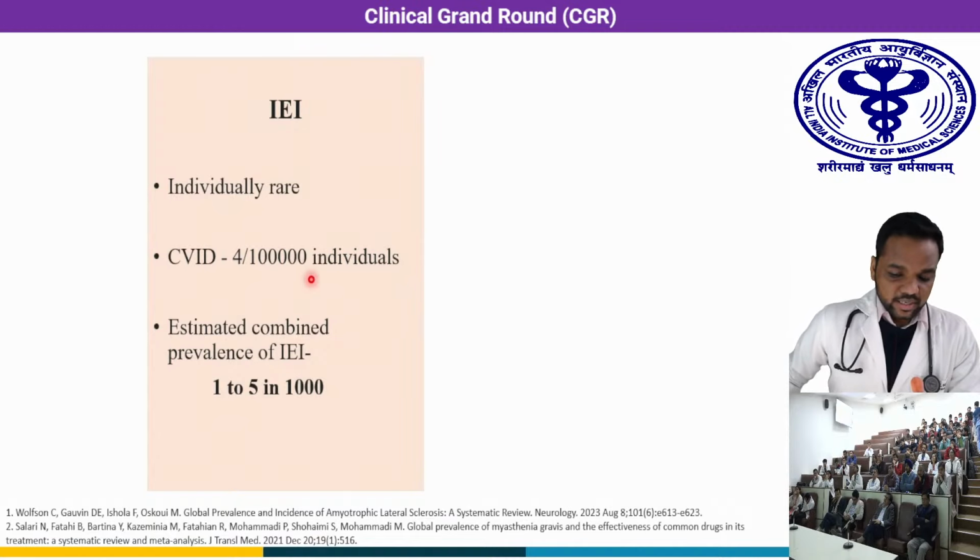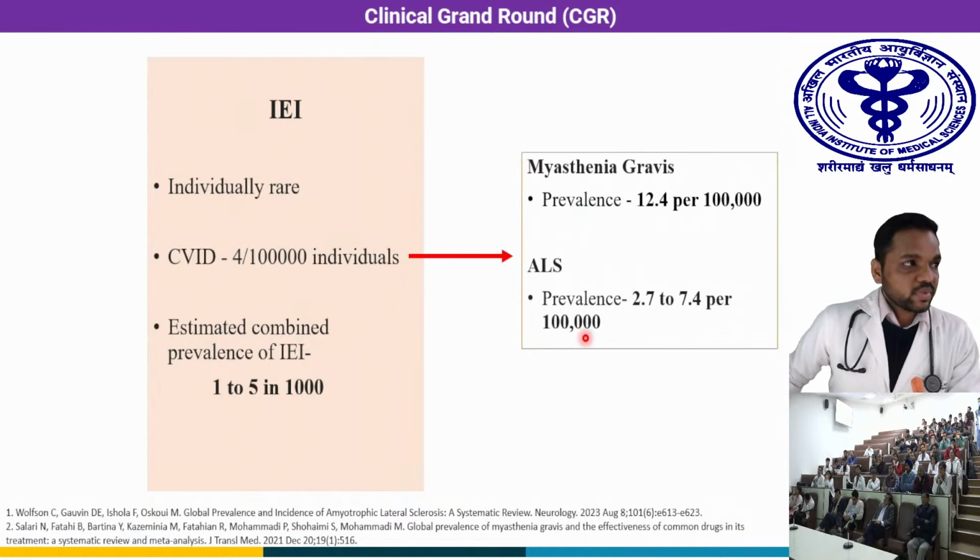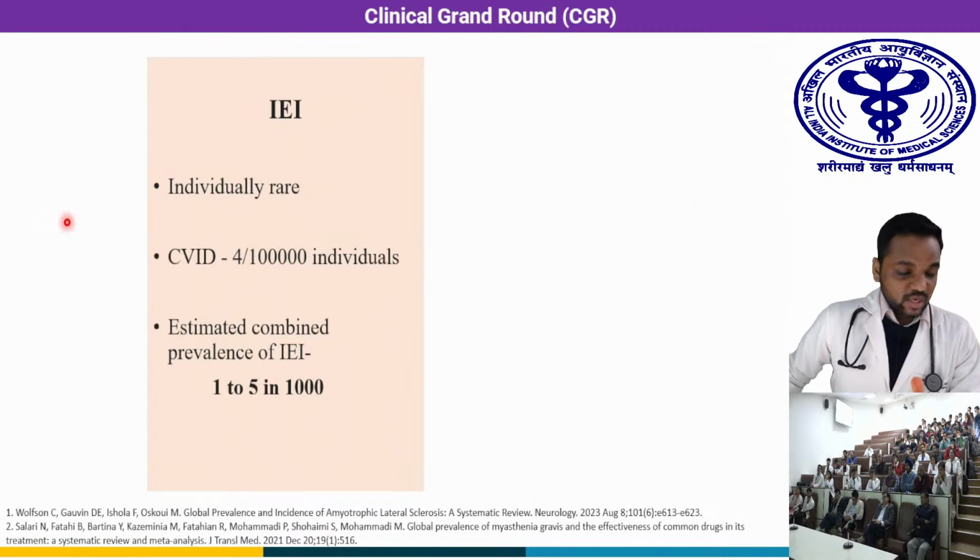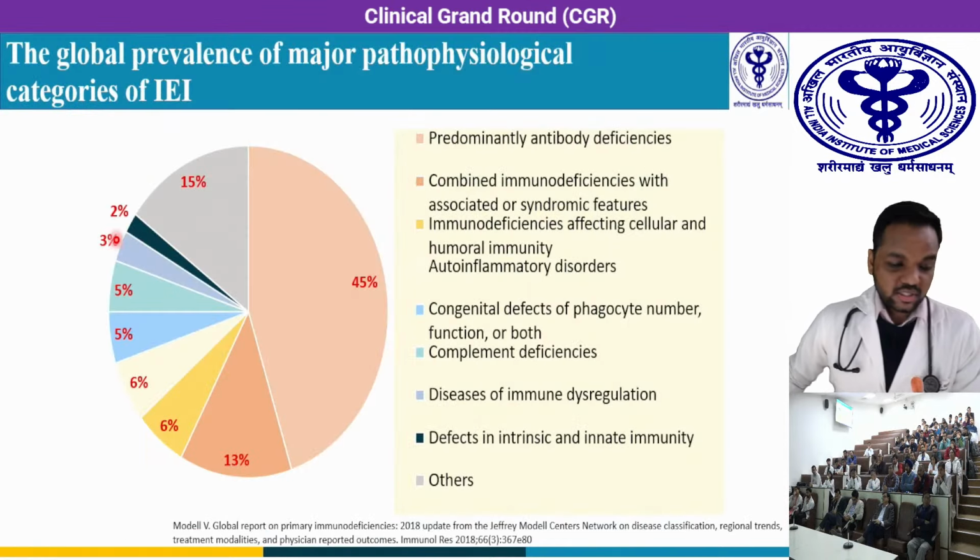Individually, IEIs are rare, but the prevalence of CVID is 4 per lakh individuals, and that is similar to the prevalence of common disorders like myasthenia or ALS. Estimated combined prevalence of these disorders is 1 to 5 per thousand, so that is quite common. We have to look for these disorders.